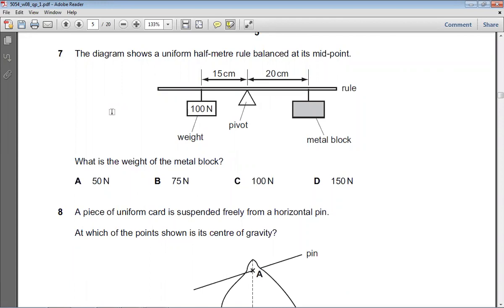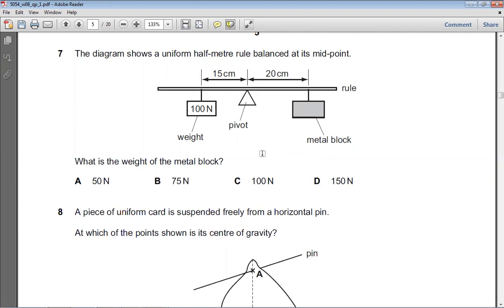The diagram shows a uniform half-meter rule balanced at its midpoint. What is the weight of the metal block? The pivot is in the center, and this weight is on the left side. It's 100 Newton, and it is trying to produce an anti-clockwise turning effect, or moment. Its moment arm is 15 centimeter. This metal block, its weight we don't know. We want to find out its weight, and its moment arm is 20 centimeter. This is trying to produce a clockwise moment because the whole system is balanced.